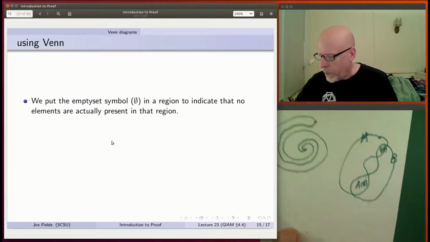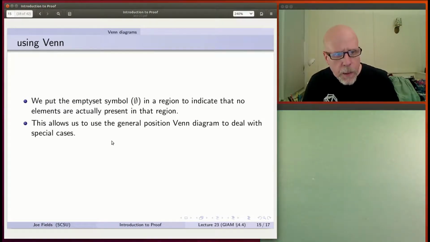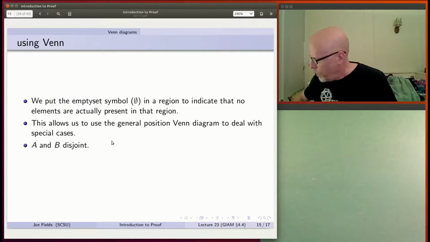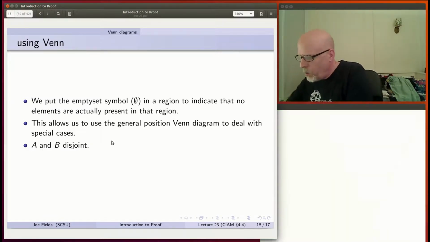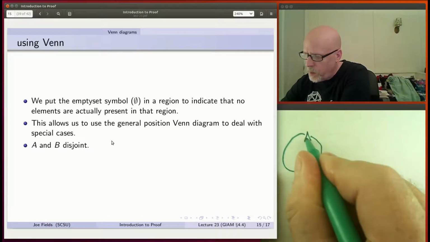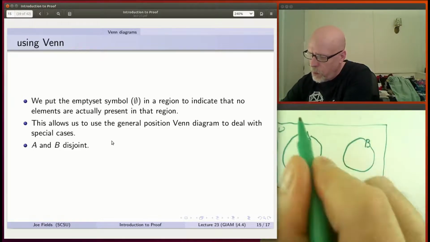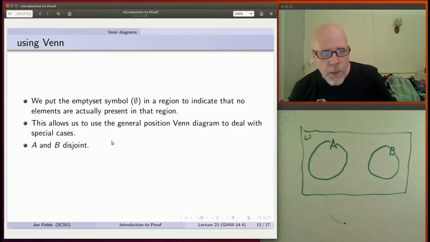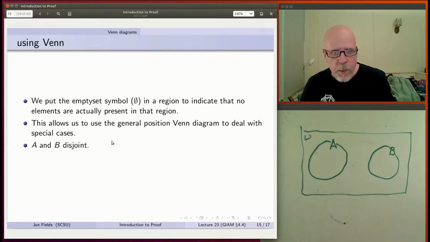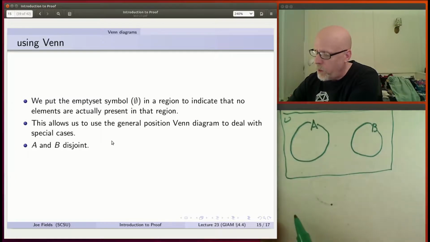Okay, so using a Venn diagram, let me illustrate this with the two set Venn diagram. Suppose I wanted to show you what it looks like if A and B are disjoint. If A and B are literally disjoint, I might like to draw the Venn diagram something like this. Here's A and here's B, two separate sets. They lie inside some universe. But the idea of putting in the empty set symbol to indicate that you've got a forbidden region lets you just use the standard view through the binoculars kind of diagram and still get this point across that A and B have nothing in common.